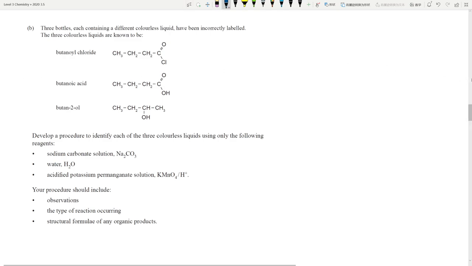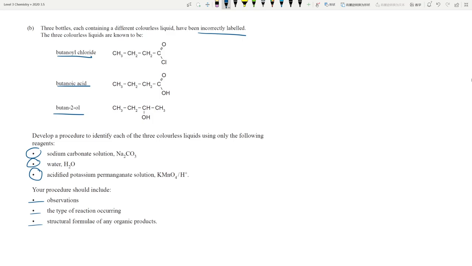Three bottles containing colorless liquids have been incorrectly labeled. You had one job and you can't label them. The three liquids are known: butanoyl chloride, butanoic acid, and butanol. Develop a procedure using only the reagents given, so we're only allowed to use these. You should include observations, type of reaction, and structural formula.